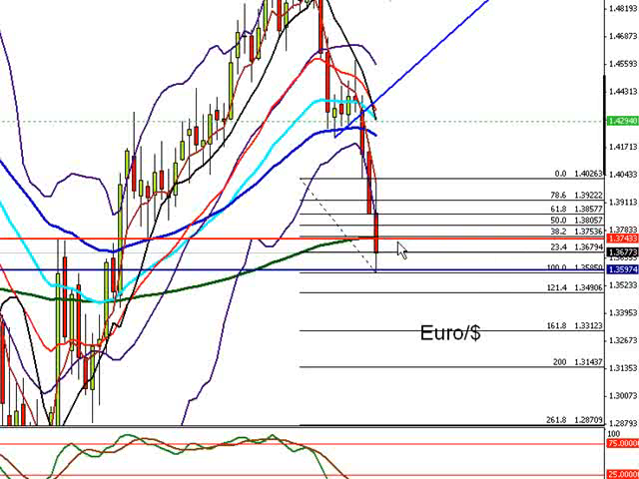So the difficulty is, do we look for a pullback to the 200 EMA at 137.43, or do we look a little further, maybe back to 50%, 138, and even up to 138.50? I'm less confident with this than the pound.